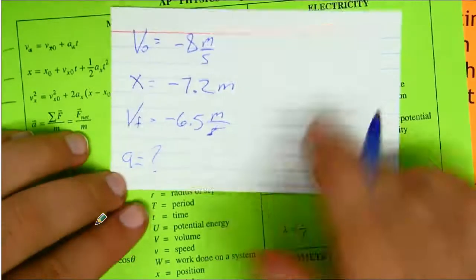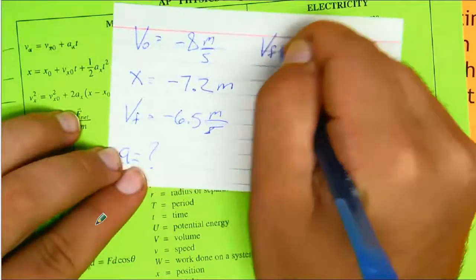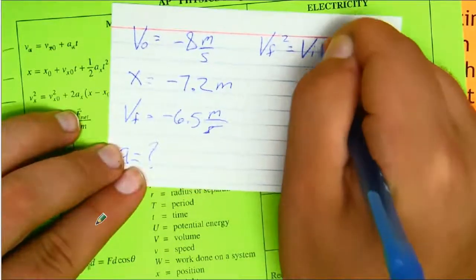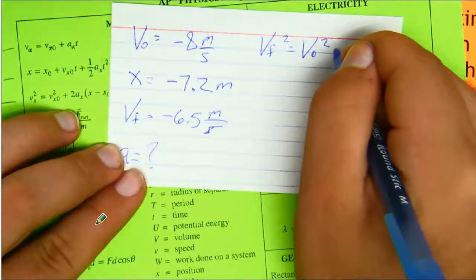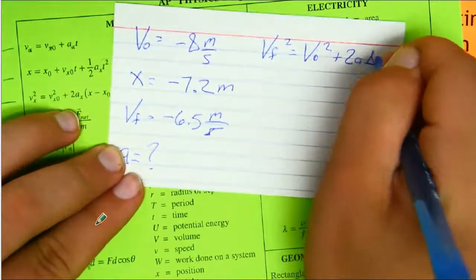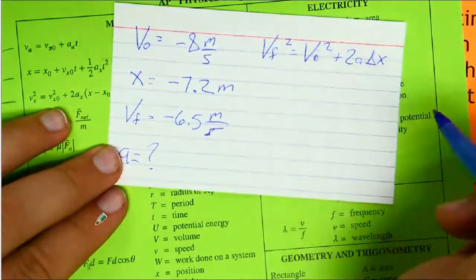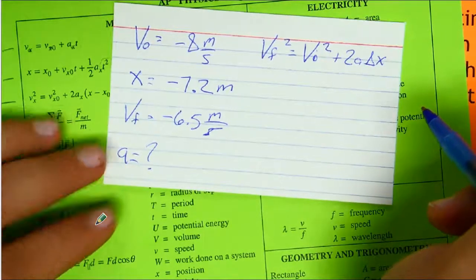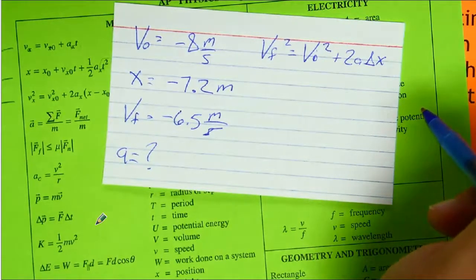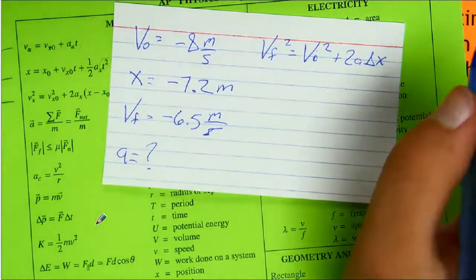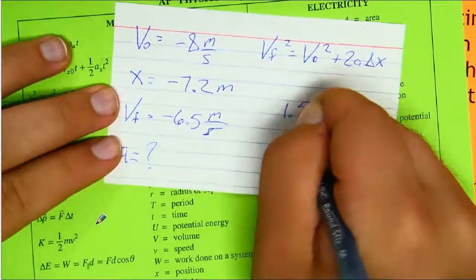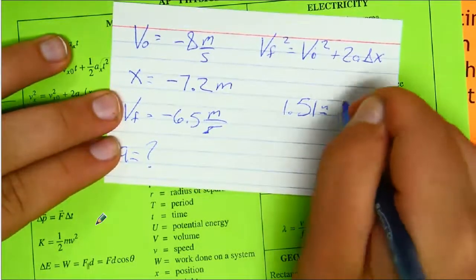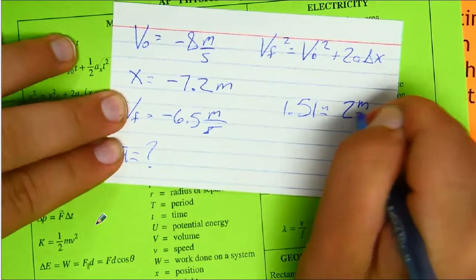Velocity final squared is equal to velocity initial squared plus 2a delta x. All right, my delta x is negative. Okay. Hopefully that helps you solve that problem. When you plug it all the way through, I got 1.51, but looking at sig figs, your final answer should be 2 meters per second squared.